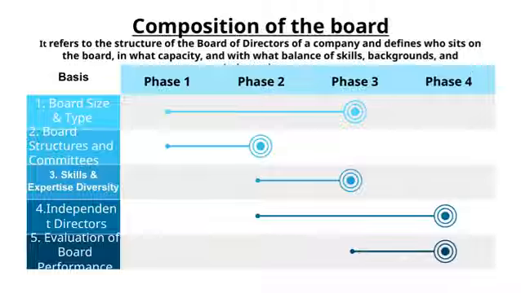As we progress, the emphasis shifts towards strengthening independence, including independent directors who can provide unbiased oversight. It's also crucial to consider the structure of the board and its committees, as these elements facilitate specialized oversight and decision-making. And of course, the size and type of the board play a role in its agility and effectiveness.